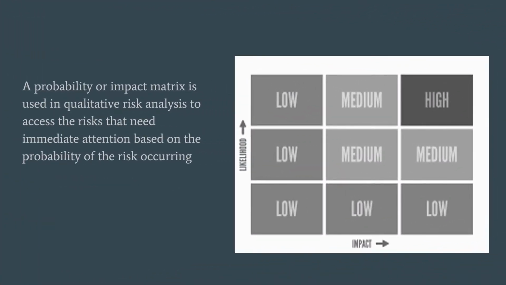A probability or impact matrix is used in qualitative risk analysis to assess the risks that need immediate attention based on the probability of the risk occurring.